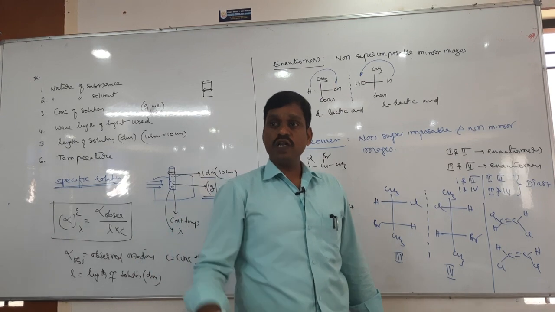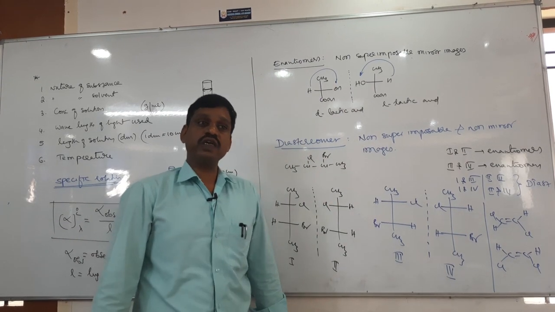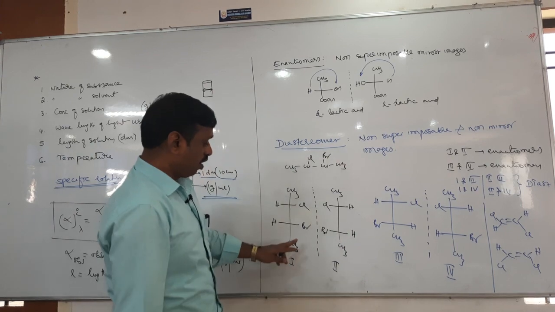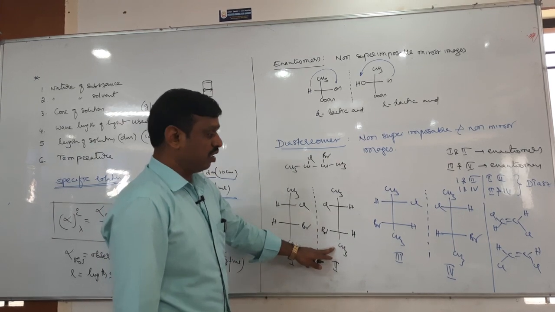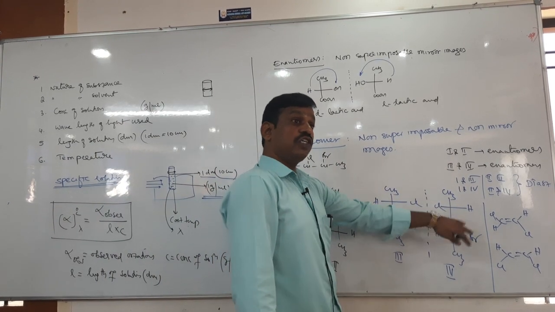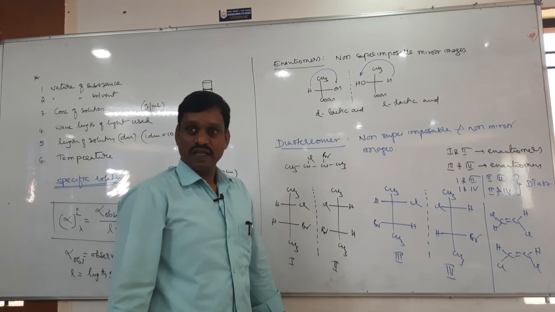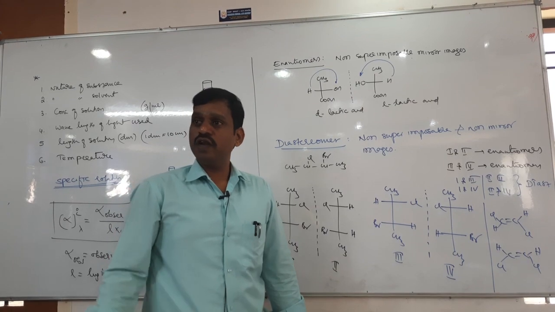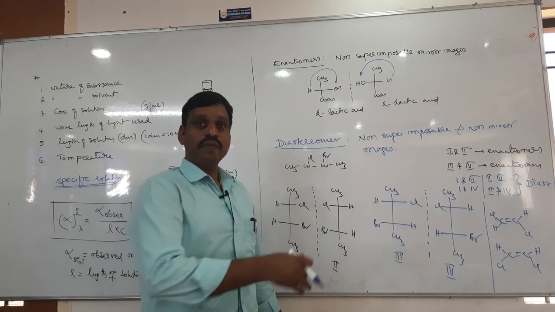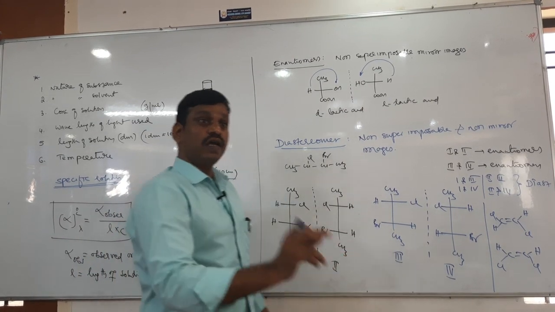D and L, small d and small l, always have an enantiomeric relation. Therefore, if this is a D, you will get L. If this is an L, you will get D. Which is D, which is L? We don't know. The polarimeter has to decide. By seeing the structure, it is not predicted. Then you may have doubt.